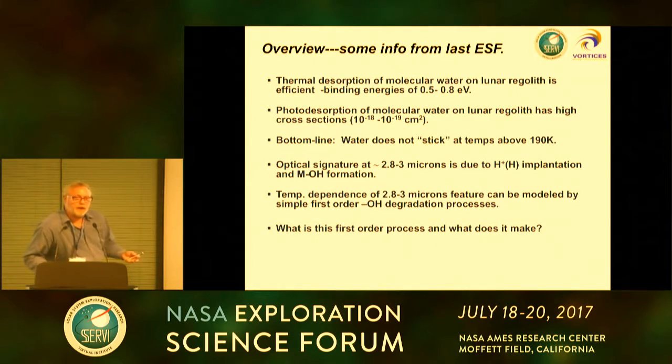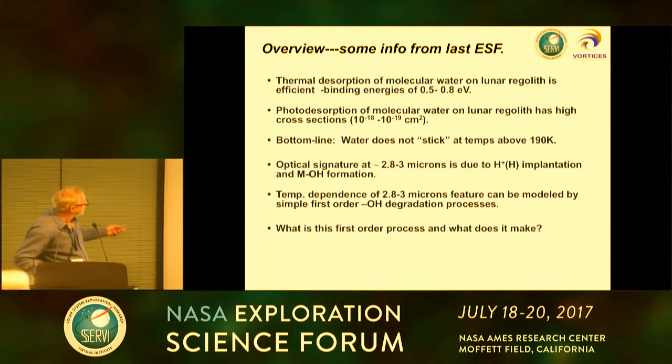Okay, I also had the opportunity to give an overview of some of this work 1 year ago, basically today, at the last Exploration Science Forum. What we showed is that thermal desorption of molecular water on lunar regolith is efficient. This is important. We know this because we've carefully measured the binding energies of water on a number of lunar regolith samples. The binding energies range from 0.5 eV, which is water on itself, ice, out to about 0.8 eV. You might stretch this to 1 eV, but the number of sites that allow you to bind water at that high a binding energy is extremely low, okay?